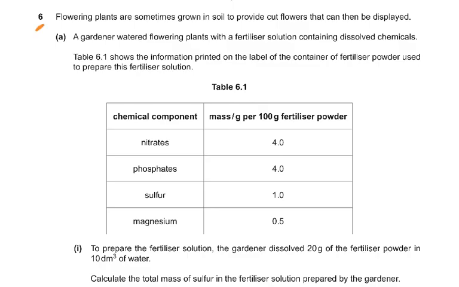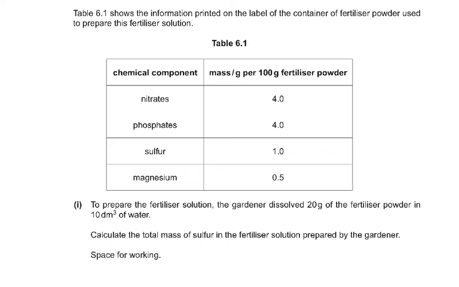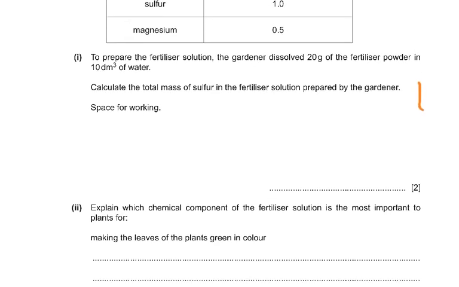Question number 6. Flowering plants are sometimes grown in soil to provide cut flowers that can be displayed. A gardener watered flowering plants with the fertilizer solution containing dissolved chemicals. Table 6.1 shows the information printed on the label of the container of fertilizer powder used to prepare this solution. Nitrates 4, phosphates 4, sulfur 1, magnesium 0.5. To prepare the fertilizer solution, the gardener dissolved 20 gram of the fertilizer powder in 10 dm cube of water. Calculate the total mass of sulfur in the fertilizer solution prepared by the gardener.